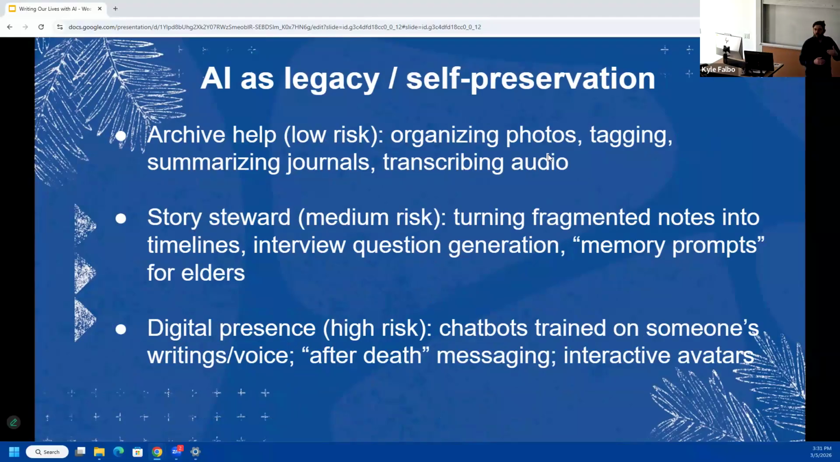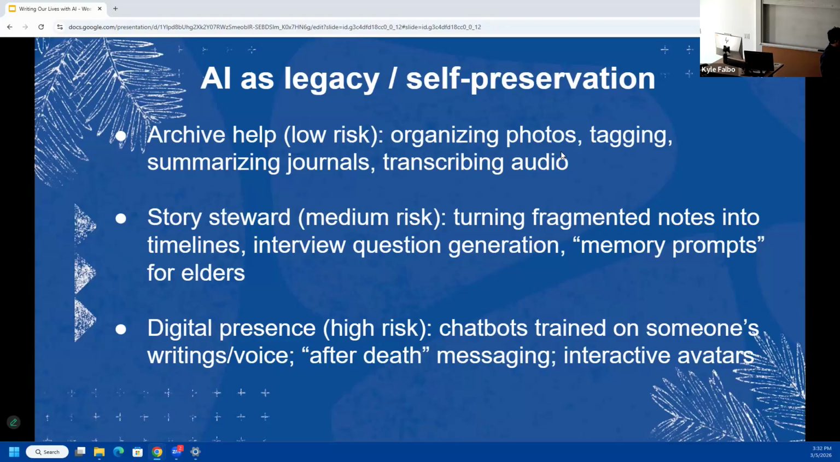Which is where I would like to frame a lot of this: using AI in lots of elements of your life moving forward comes with both benefits and risk. If you're thinking about AI as an organizational tool, as a way of thinking about your story, whether it's memoir or some other element, there are things that are low risk and things that are high risk. Archiving help, like organizing photos, tagging things, summarizing journals, transcribing audio. These feel like very low risk things to do.